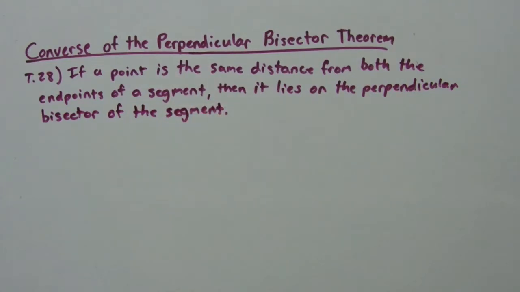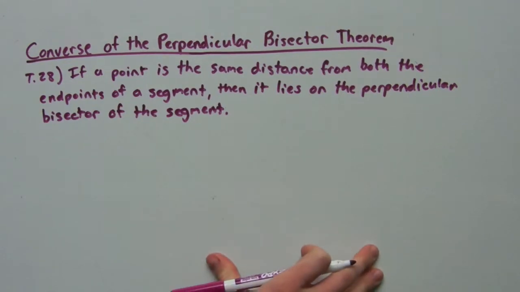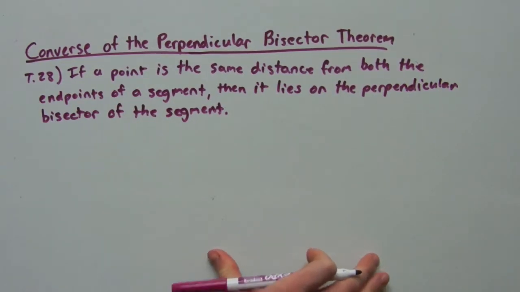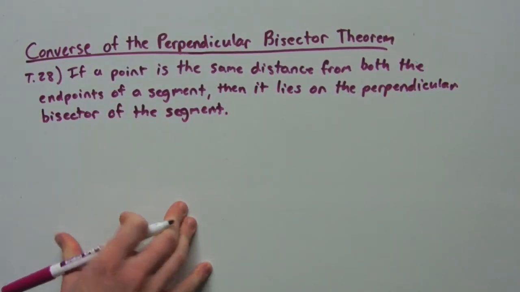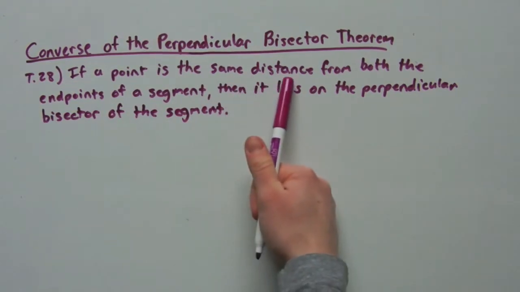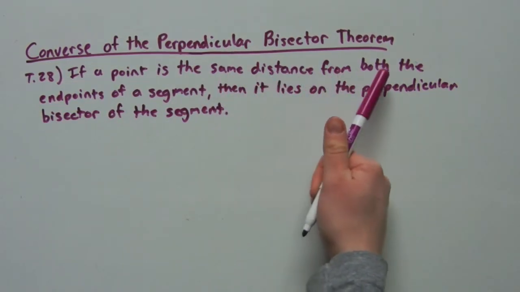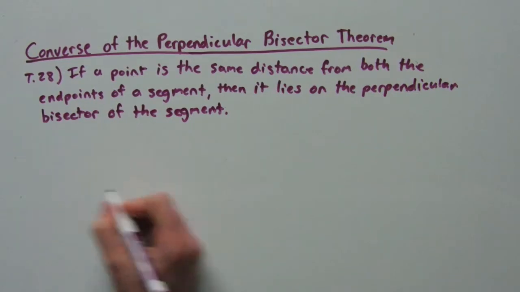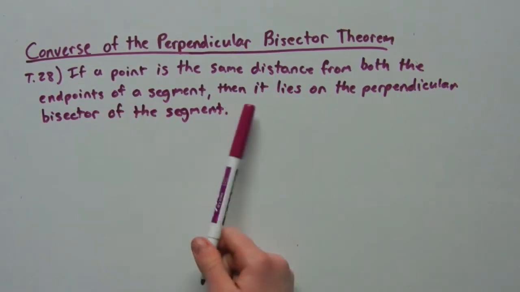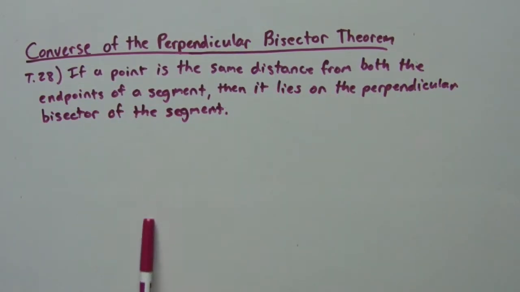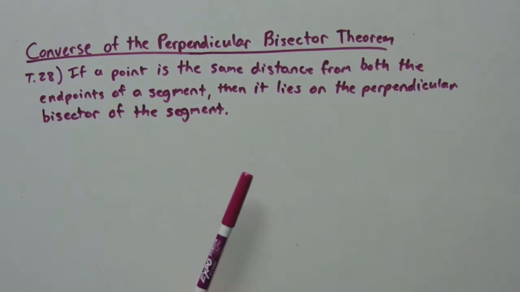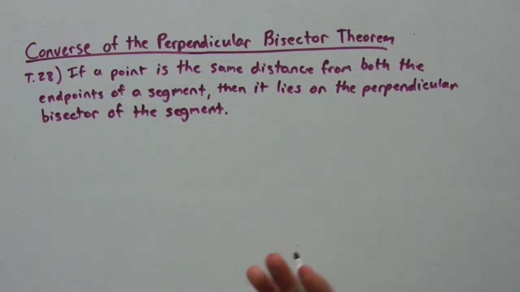So the converse of the perpendicular bisector theorem, T28, starts with the conclusion of the perpendicular bisector theorem and then implies the hypothesis. So if a point is the same distance or equidistant from both the endpoints, so that was our A and B, then it lies on the perpendicular bisector of that segment. So that could have been our point X on the perpendicular bisector XY.